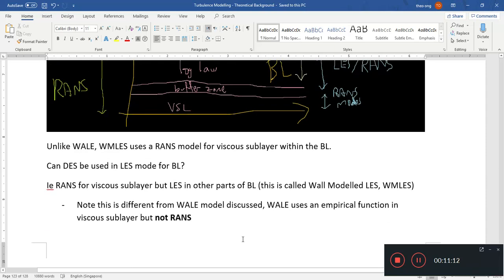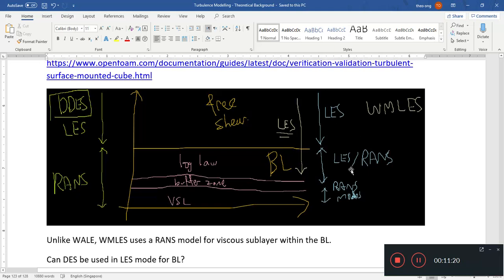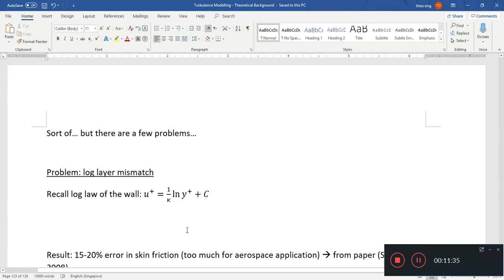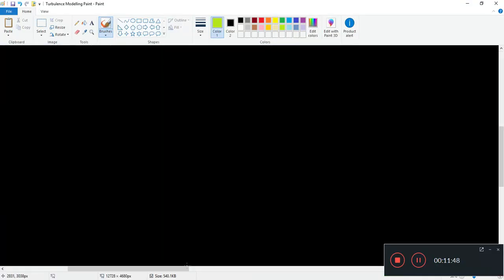So the question is, can DES be used in LES mode for the boundary layer? In theory you could, but you actually run into some problems. Again, this is different from the WALE model which we discussed earlier. It uses an empirical function in the viscous sublayer, but not RANS. So you can do it, but there are some problems. One problem is this thing called log layer mismatch. So what is a log layer mismatch?